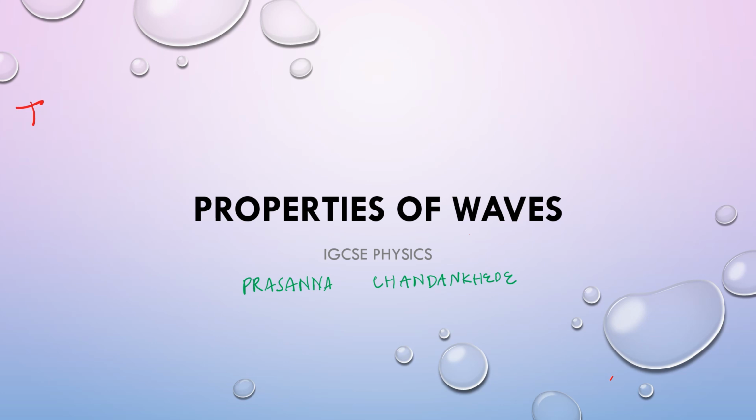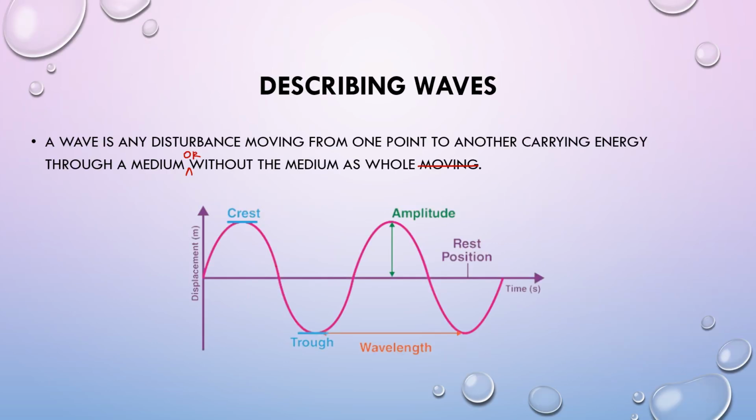Today we'll be looking at properties of waves, IGCSE physics. Let's get started. The first thing we'll be looking at is describing waves. A wave is any disturbance moving from one point to another, carrying energy through a medium or without the medium as a whole. Now we'll be looking at the parts of a wave.